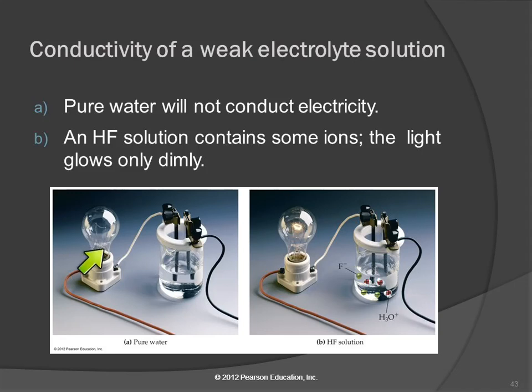There, again, is the light bulb not glowing. If we put hydrofluoric acid into the beaker, it will glow, but only a little bit, which shows us visually that there are a few ions. It does form ions, but only a few, as opposed to the hydrochloric acid that formed a lot of ions.